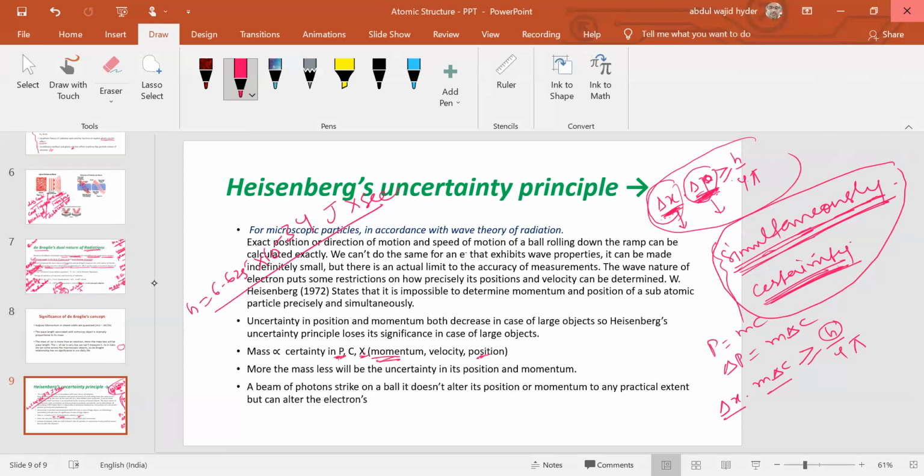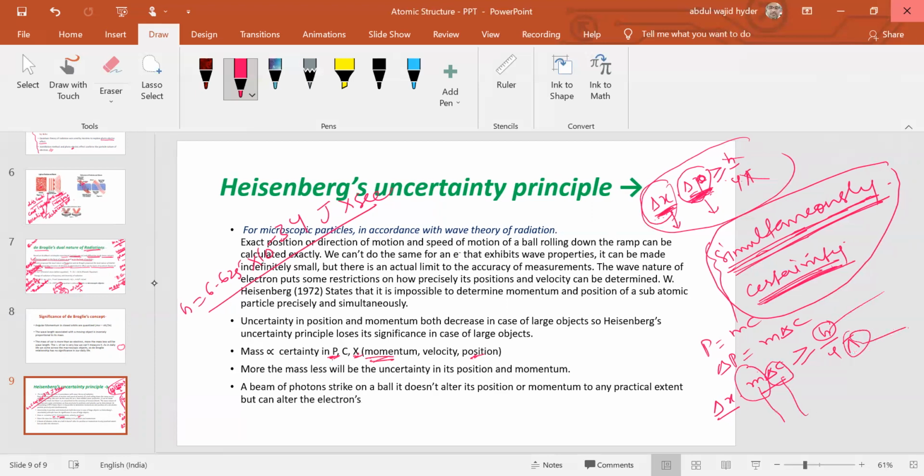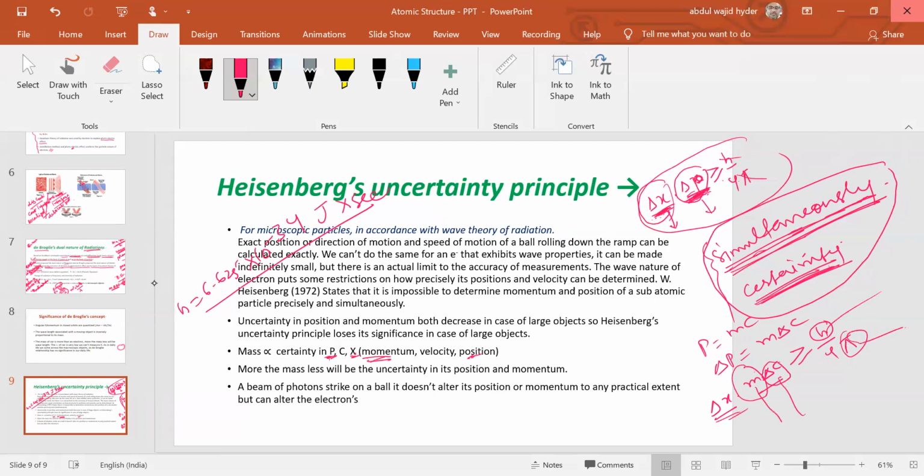And pi is also constant. So H is constant, pi is constant, that is 22/7. Now mass, if they talk about an electron, the mass of the electron will also be the same, and the velocity of the electron will be the velocity of light if it is not given. So this is constant, this is constant, this is constant.